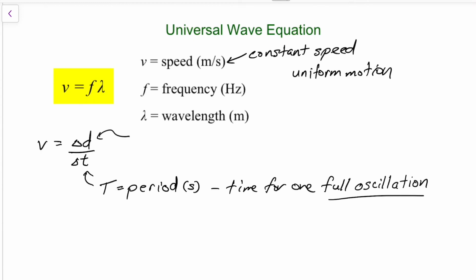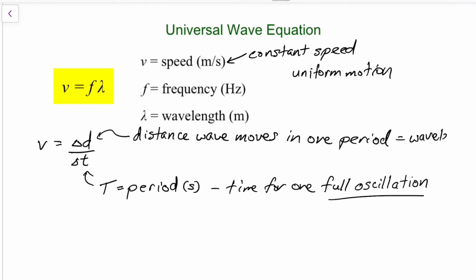The distance here is the distance the wave moves in one period, and the time of one period. And that, by the way, that's the wavelength of the wave, represented by lambda. So really, for a wave, we can express it like this. The distance is wavelength, the time is period.